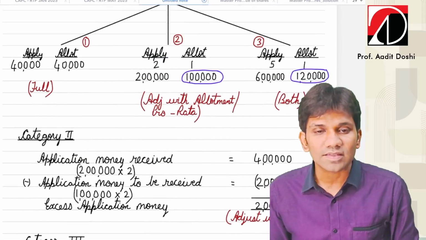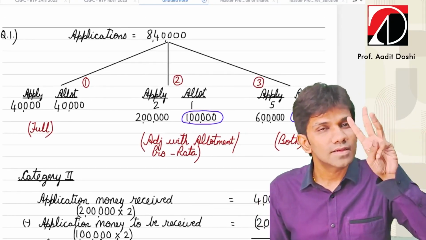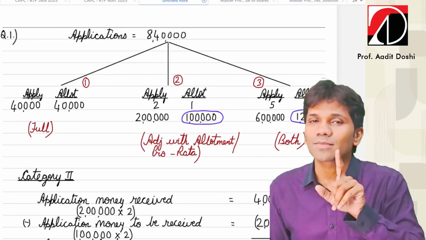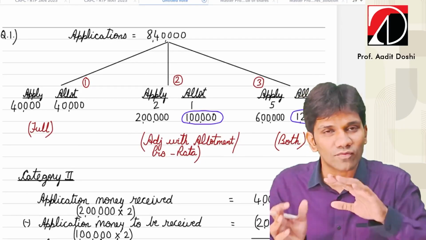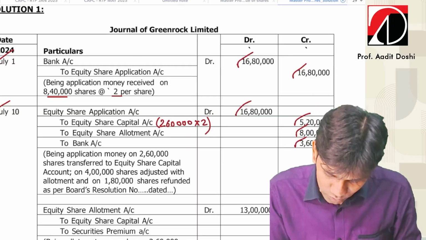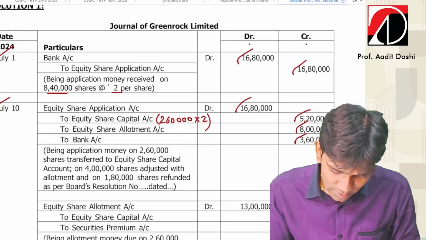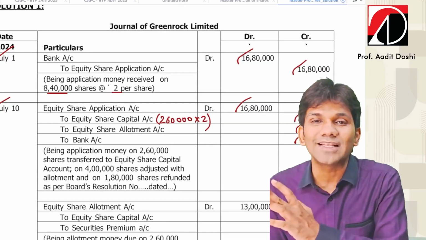So this working note you need to prepare properly, guys. This will carry equal marks. It's very simple. First, prepare the category of shareholders you have. Then, application money received, less application money to be received. So you have excess application money, and then check whether refund is there, or first adjust and then refund, or full refund. Fine. Let's go ahead. So this was entry number 2 on July 10. Being application money transferred to share capital, excess application rejected, and balance adjusted with allotment.